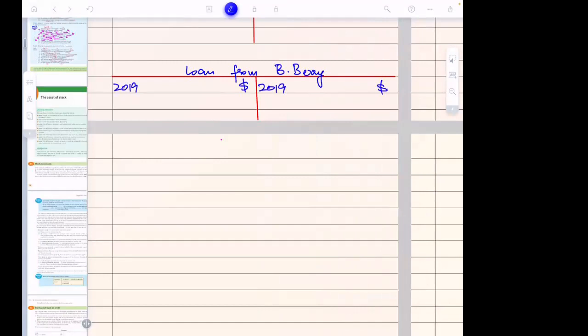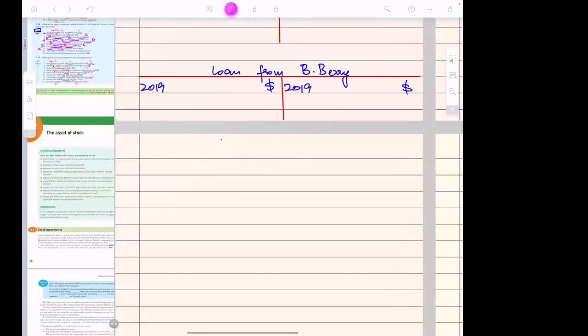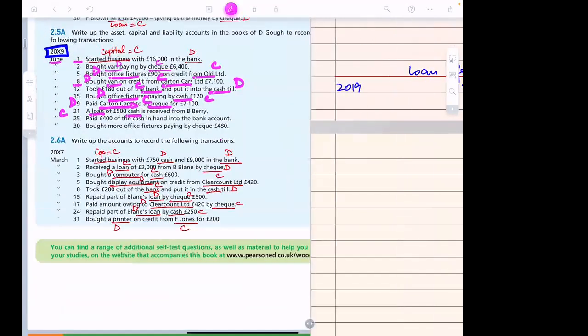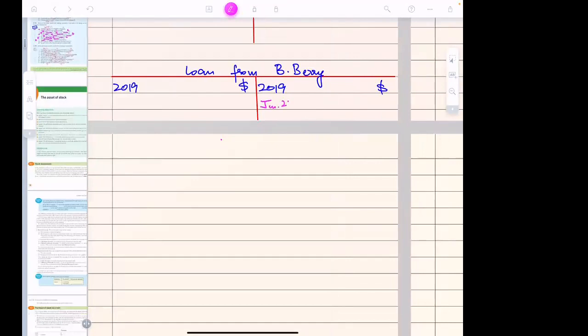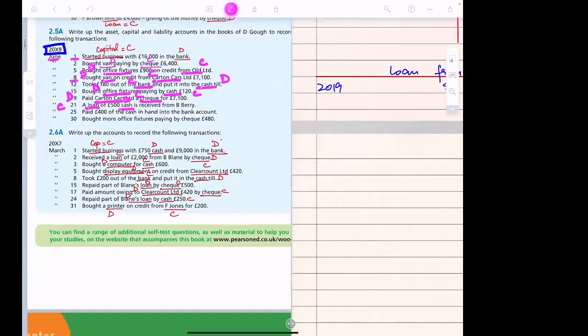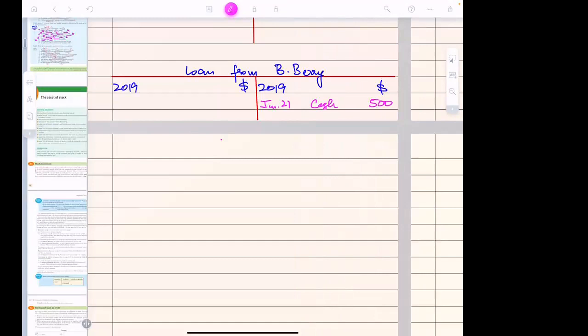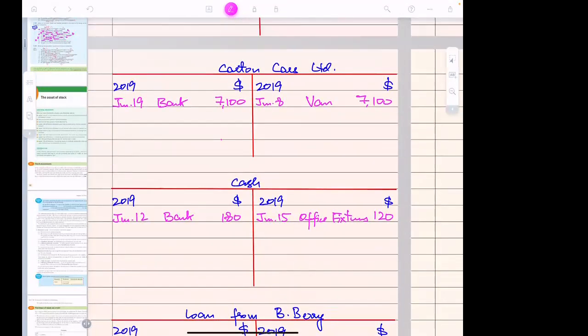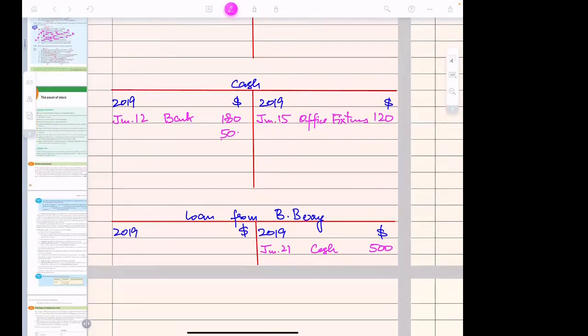So loan from BBerry, let's quickly label this with the dollar sign in 2019. And we have received the loan in cash. So cash is debited and loan account is credited. The date is the 21st. So June 21, we write cash because this is where the corresponding entry is being passed and the amount is 500. So loan credit and cash account is debited by 500. So for every debit, there is a credit. The date is June 21 and we write loan from BBerry.